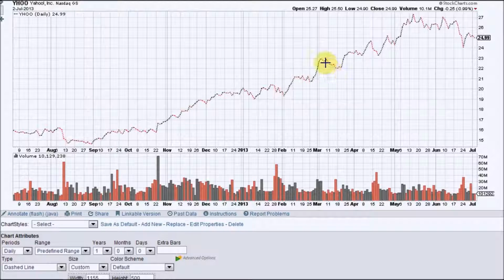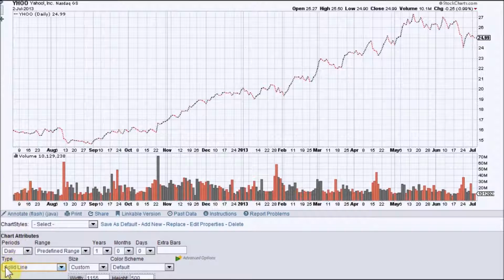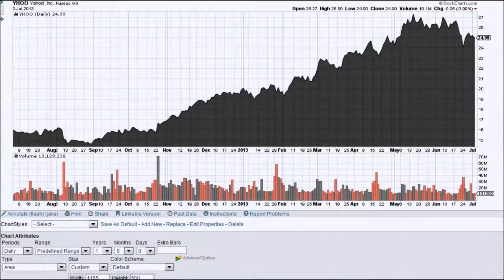It's still showing down days as red and up days as black dots, but it really doesn't give a whole lot of information either. Just like that, the solid line shows the trend. It doesn't really clearly show what happened on any given day, because that's a whole week right there. I only see one, two, maybe 3 changes there. So the solid line isn't that great, and area is just a variation of the solid line with a dark background.